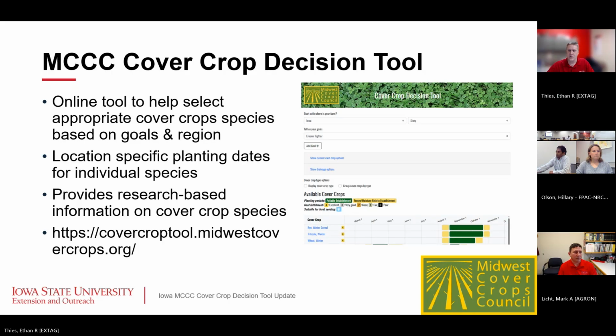Additional information for each cover crop species can be found by clicking on the species name in the selector tool. The information in the tool is collected from research and experiences from farmers in the state, which is what we just did in this most recent update. The tool can be accessed on the MCCC website, and there will be a link in the video description as well for you to access that and check out the updates to the tool.